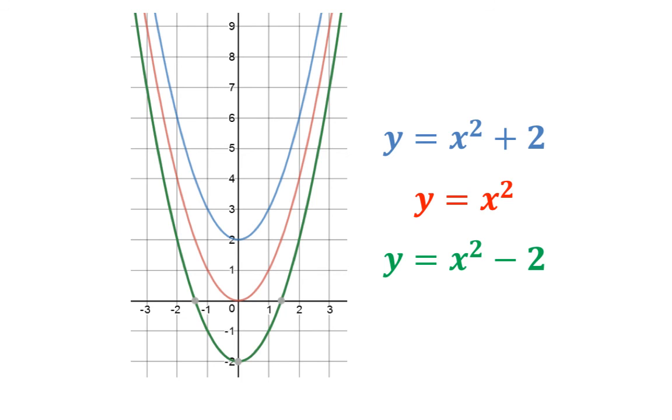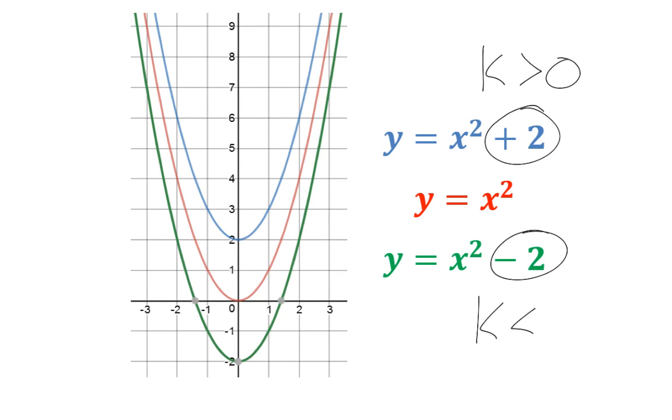In this graph, we have a red parabola, a blue parabola, and a green parabola. Let's take a look at the blue parabola. The blue parabola has a k value which is greater than 0, which means it is positive. And when it is positive, that means it moves up. Now, let's take a look at the green parabola. The green parabola has a k value of -2, which means k is less than 0, which means it is negative. If you have a negative k value, that means the parabola moves downwards.